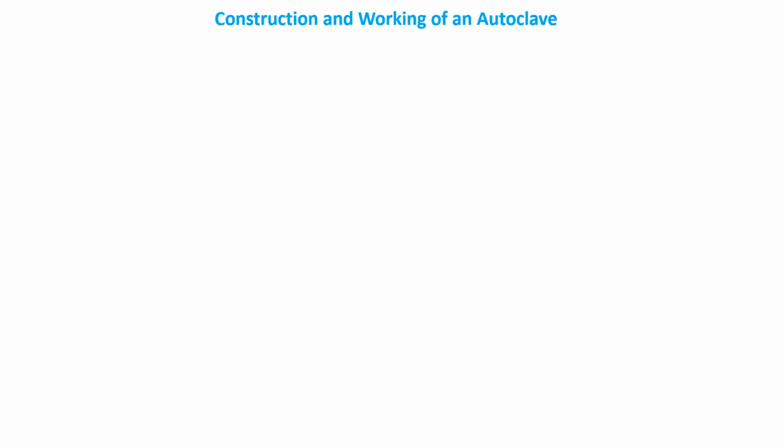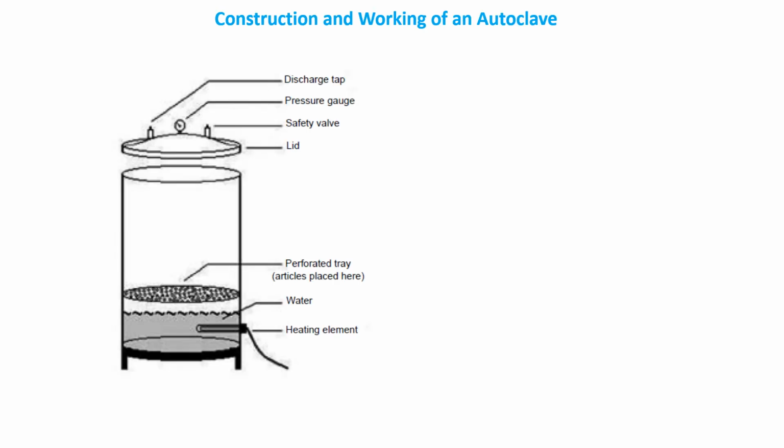Let us now talk about the construction and working of an autoclave. A simple autoclave has a vertical or horizontal cylindrical body with heating elements, a perforated tray to keep the articles, a lid that can be fastened by screw clamps, a pressure gauge, a safety valve, and a discharge tap. The articles to be sterilized must not be tightly packed. The screw caps and cotton plugs must be loosely fitted.